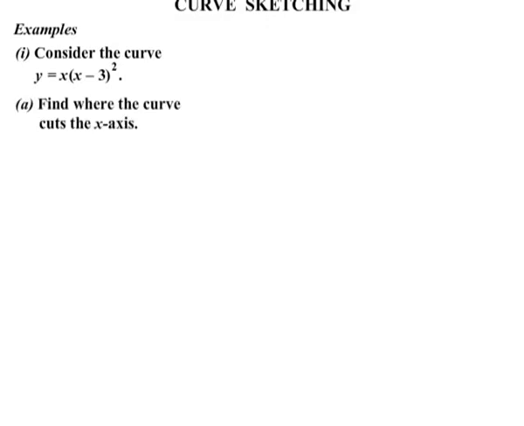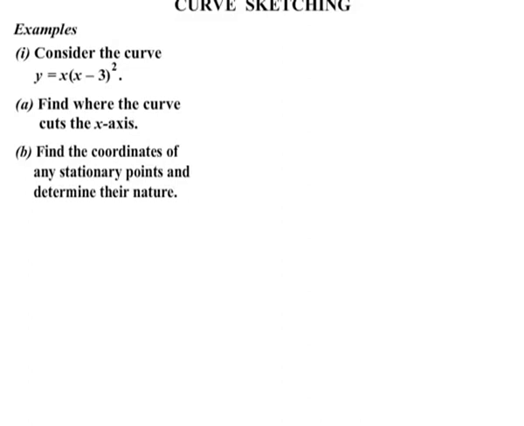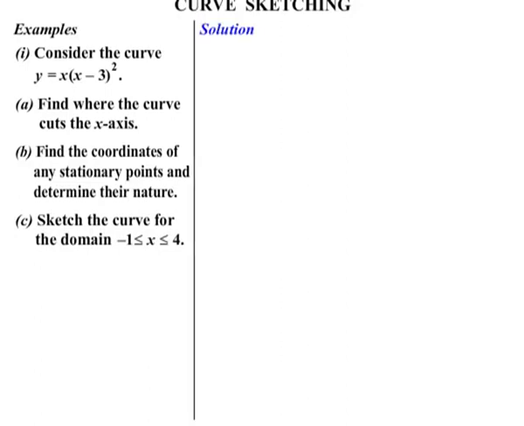In this lesson we do some work on curve sketching. Examples. We're asked to consider the curve y equals x times (x minus 3) squared. We need to find where the curve cuts the x-axis, then find the coordinates of any stationary points and determine their nature, and then sketch the curve for the domain -1 less than or equal to x, which is less than or equal to 4. Let's take a look at the solution now.